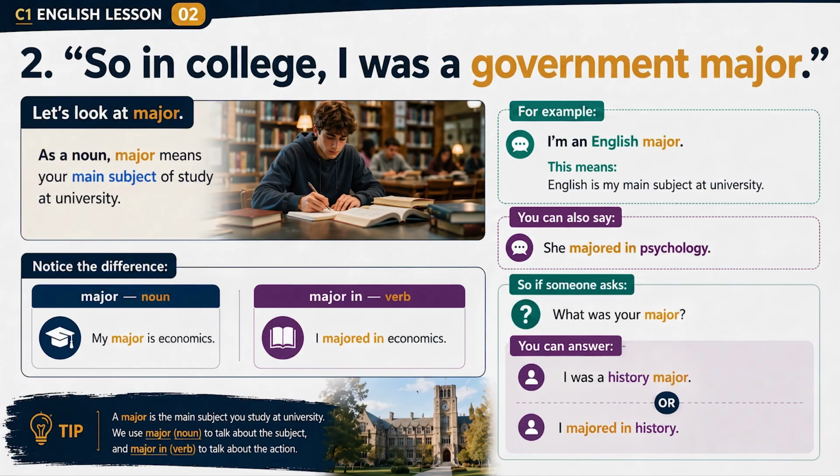Let's compare the sentences again. Major as a noun. My major is economics. Here, major is the noun. On the other hand, major in is the verb. I majored in economics. So, if someone asks, what was your major? You can answer, I was a history major, like our sentence, I was a government major, or I majored in history. Let's move on.